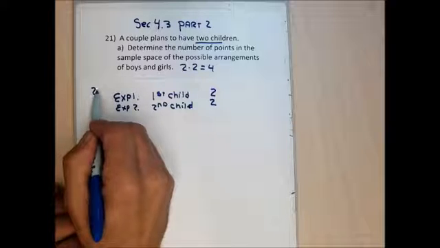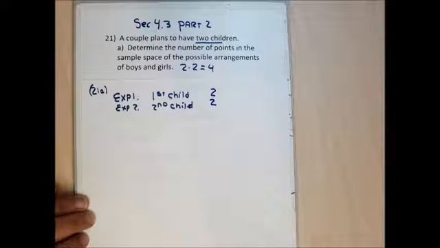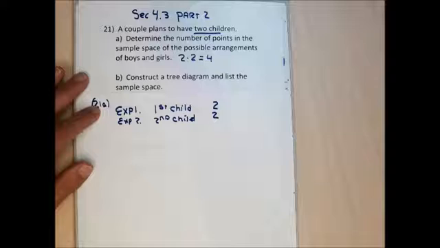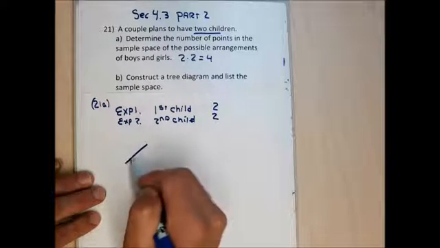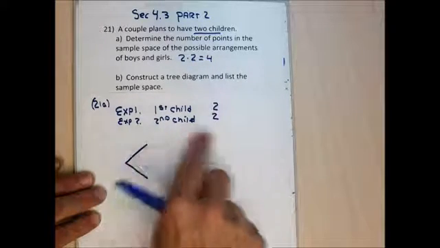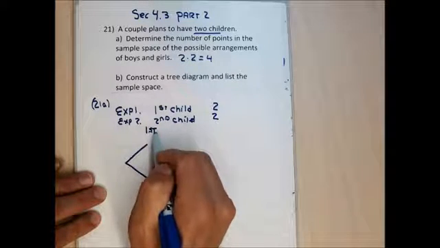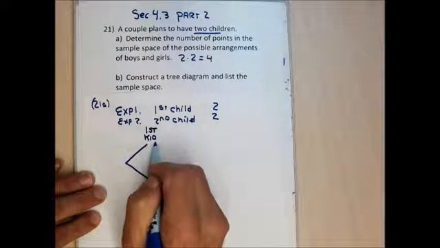So 21A asks me to tell the size of the sample space when a couple plans to have 2 children, and to list the order of the children in some sense. So I'm going to construct a tree diagram now for the sample space. For my first branch, from the point, I'm going to have 2 arrows because there are 2 options for the first child. I'm going to do the first kid first, which I'll make the oldest kid, and that could be a girl or a boy.